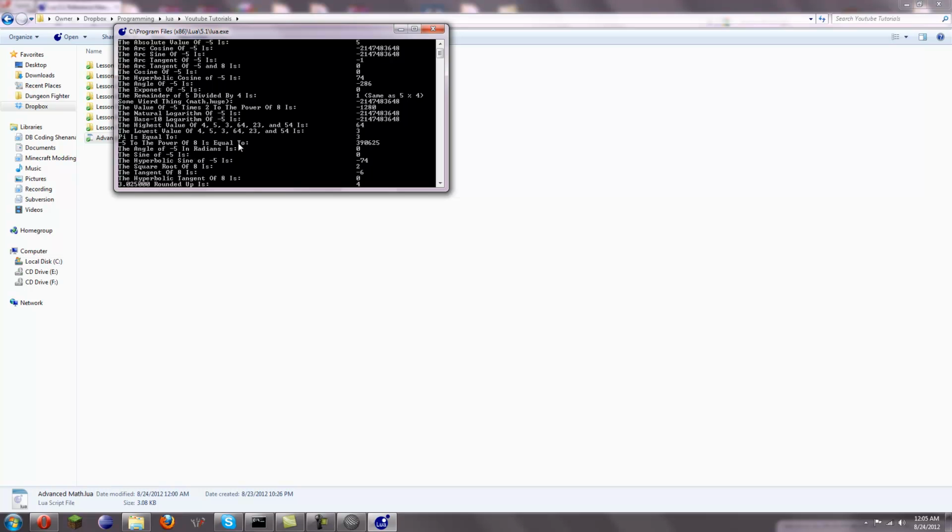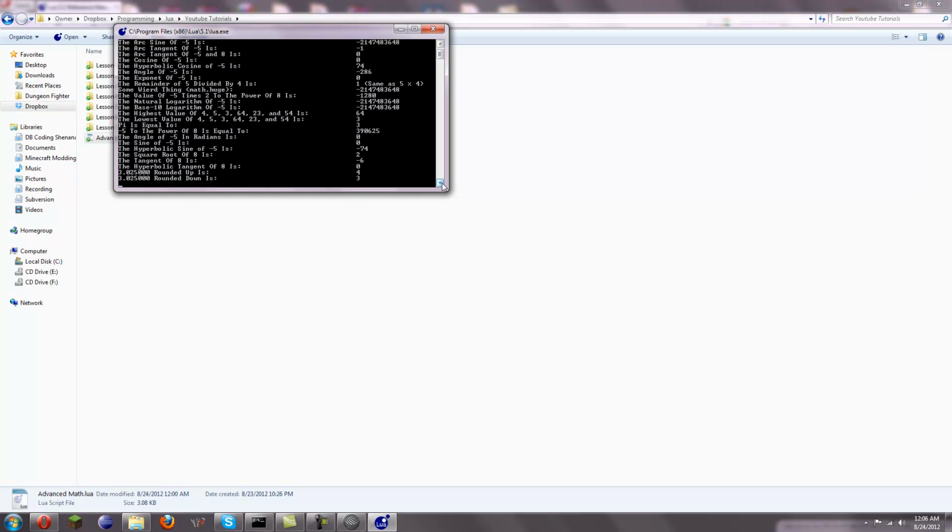The angle of -5 in radians is 0. I don't know if that's correct. The sine of -5 is 0. Again, don't know if that's correct. The hyperbolic sine of -5 is -74. The square root of 8 is 2. The tangent of 8 is -6. The hyperbolic tangent of 8 is 0. And 3.025000 rounded up is 4. And 3.025000 rounded down is 3.